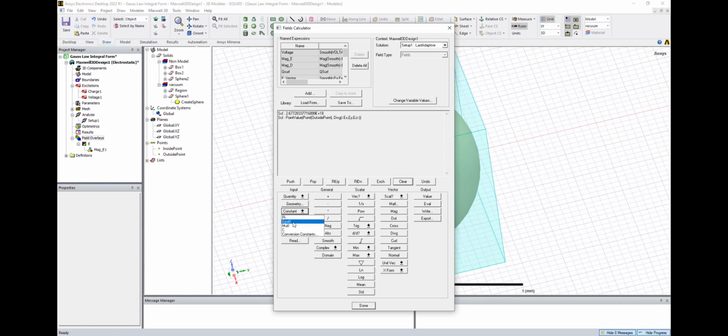Epsilon naught is already one of the built-ins, so I'll go ahead and say multiply, and then I'm going to multiply it by the volume of the sphere. And I'm not going to do this in the calculator, but we know that the sphere that we set the charge on was 0.5 millimeter, and that equates to 0.0005 meters. So that's the number that we want to cube.